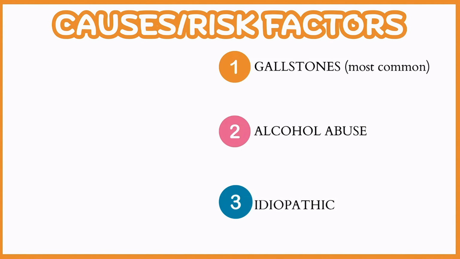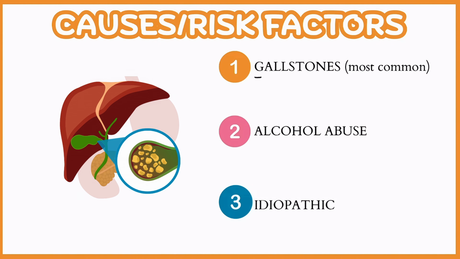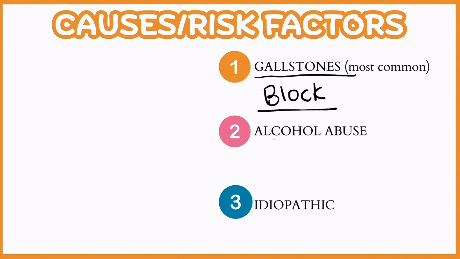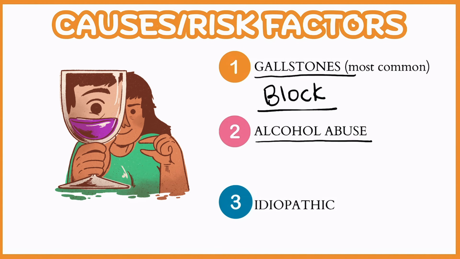Now, what is going to cause this pre-activation of these enzymes inside of the pancreas? The most common one that you need to know for your exam is gallstones. What it will do is that it is going to block the pancreatic duct, causing that accumulation of all of these enzymes inside of the pancreas. They will try to be released, they cannot come out, and so they will start to activate inside of the pancreas. Number 2 is alcohol abuse.